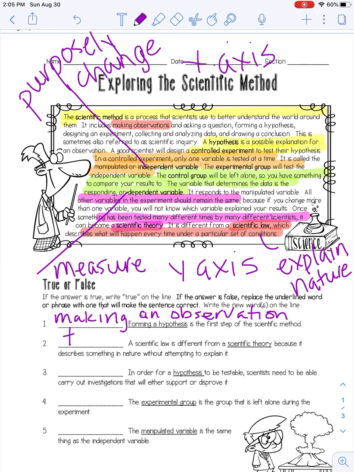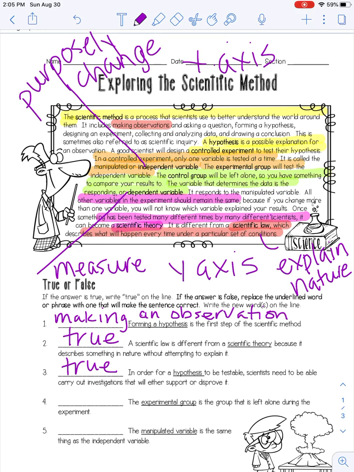Yep, that's true. In order for a hypothesis to be testable, scientists need to be able to carry out investigations that will either support or disprove it. Yes, that's true. It's got to be something that we could design an experiment for, to say if this supports your hypothesis or does it not support your hypothesis.